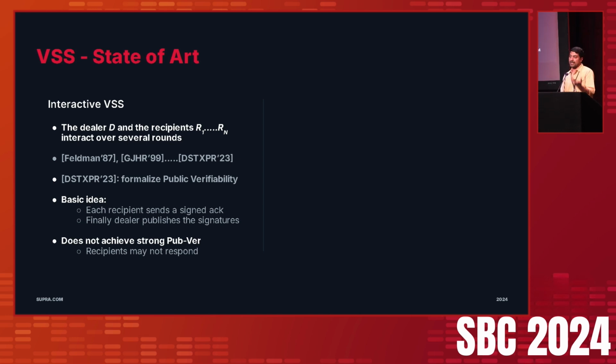So let us first look at the interactive VSS protocols. There has been a long line of interactive VSS protocols over the years, where the setup is pretty similar. You have a dealer D and N receivers, and the dealer and the receivers participate in an interactive protocol, where at the end of the protocol, if the dealing was correct, all the receivers accept the dealing. One of the most recent works, by Das et al. in 2023, formalizes the public verifiability property.